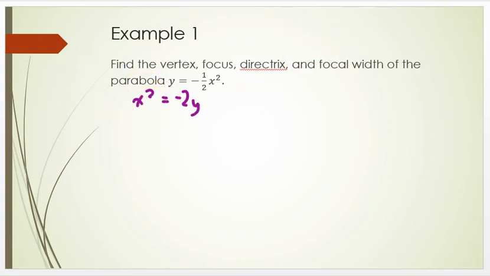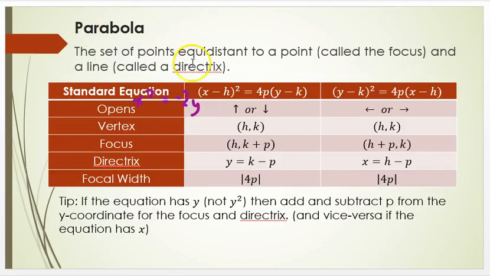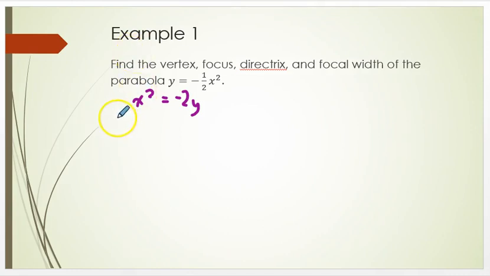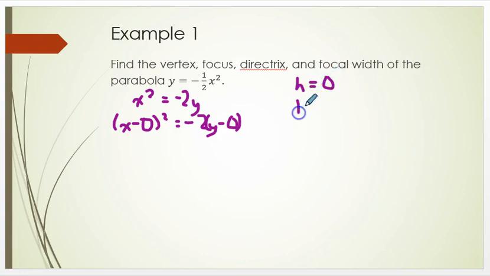Now something else I will point out here is we seem to be missing numbers that are either added or subtracted in our equation. If it helps, let me show you what's happening: we have (x minus 0) squared equals -2 times (y minus 0). Since we don't see numbers being added or subtracted, that just means our h and our k values are 0. Writing it this way makes it a lot easier to see. So in this particular example, h equals 0 and k equals 0.